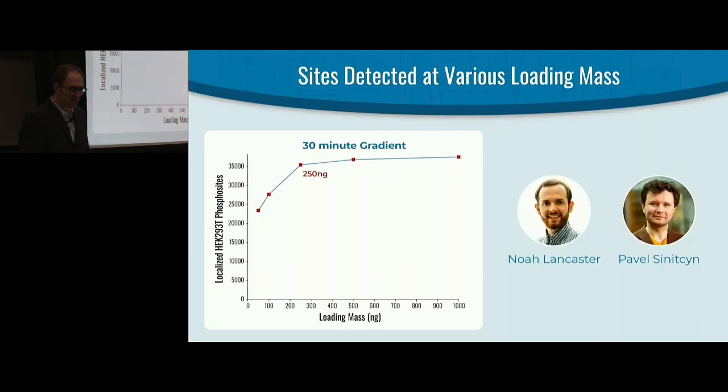This phosphorylation work was done by Noah and Pavel, shown here. This is really exciting. We don't really lose much performance when we go to lower loads, even down to 250 nanograms. And even at sub 100 nanograms, we're getting quite good performance, well over 20,000 phosphorylation sites. This is with a 30-minute gradient.